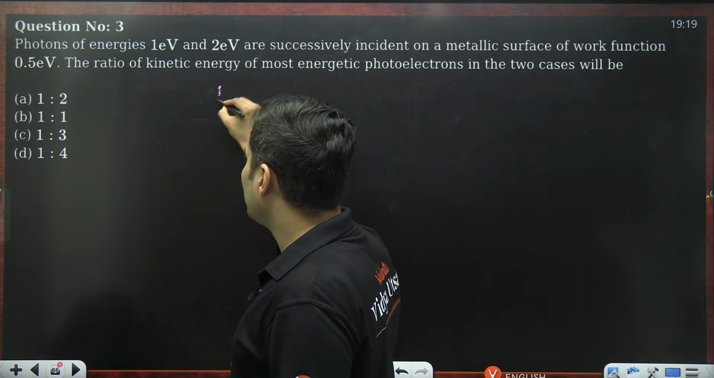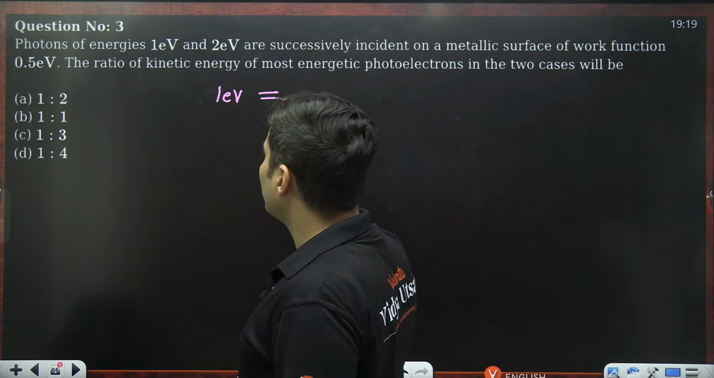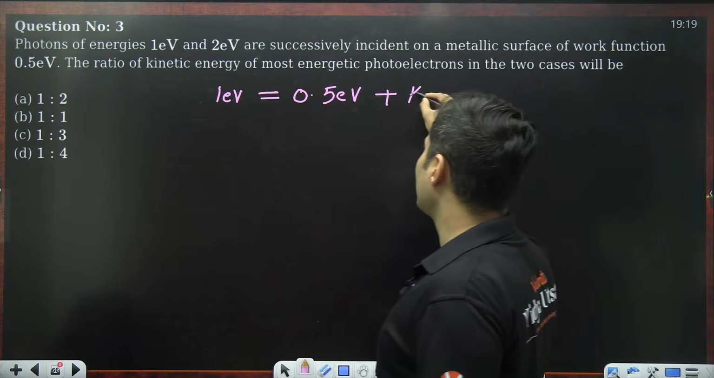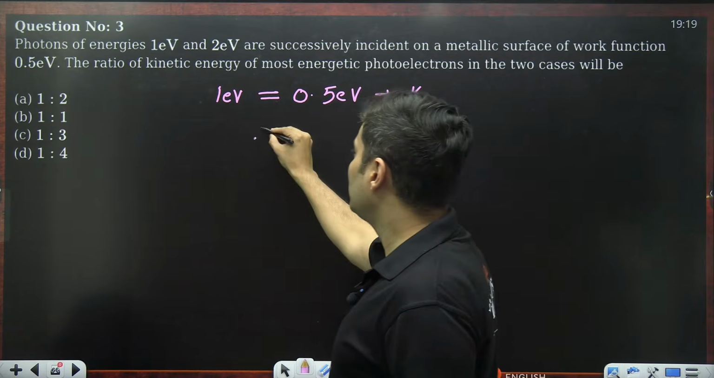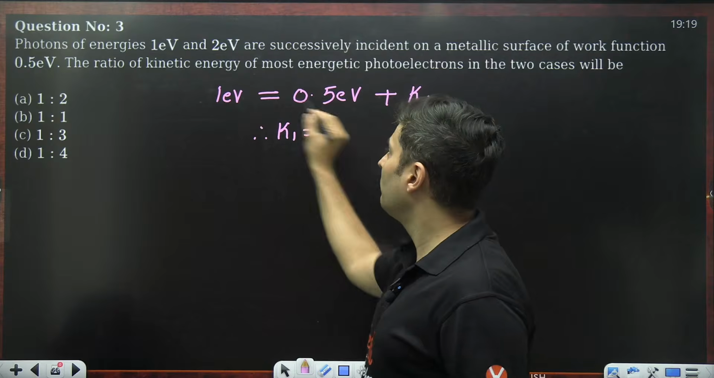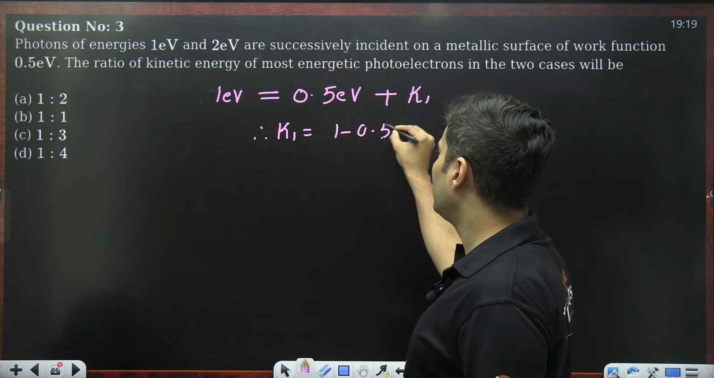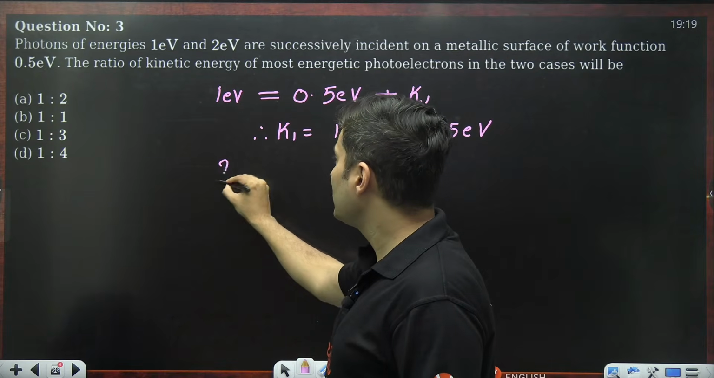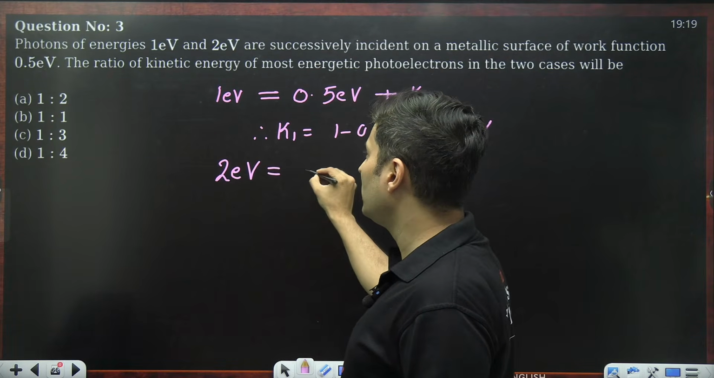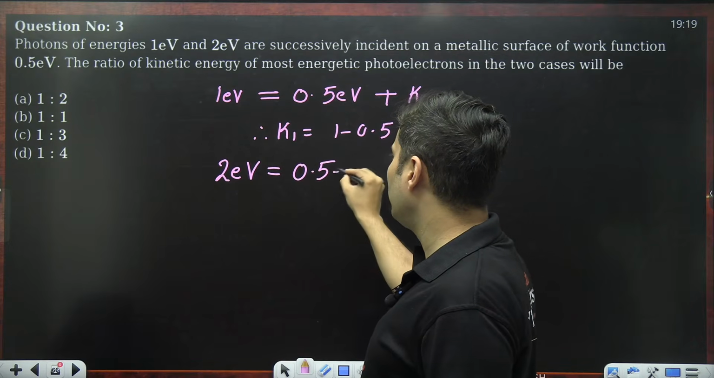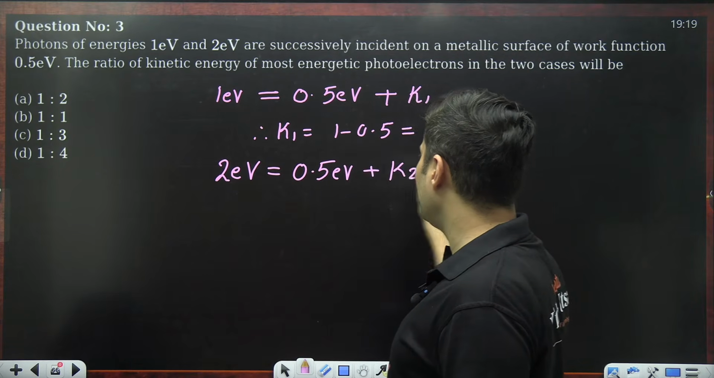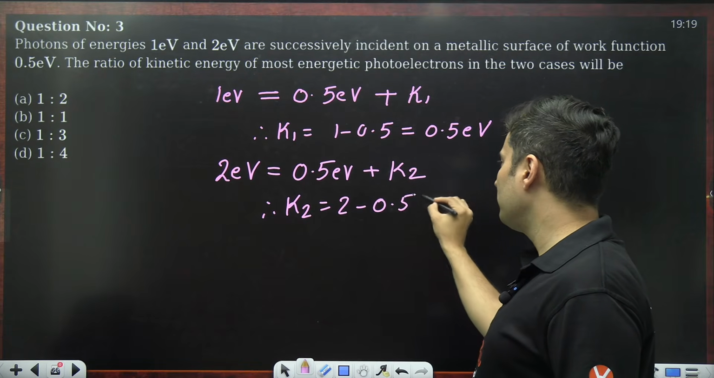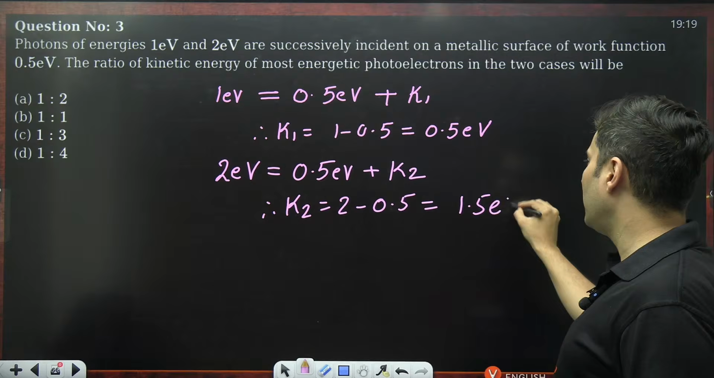So photon energy is 1 electron volt. The work function is given to be 0.5 electron volt. In the first case, I'll get some kinetic energy. So that kinetic energy K1 will be 1 minus 0.5, which is basically 0.5 electron volt. In the second case, the photon's energy is 2 electron volt. The work function is still 0.5 electron volt. Kinetic energy is K2. So therefore, my K2 will be 2 minus 0.5, which is 1.5 electron volt.